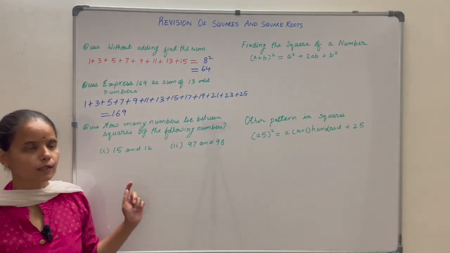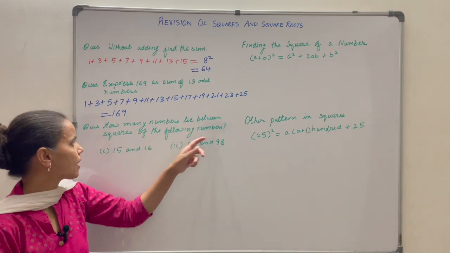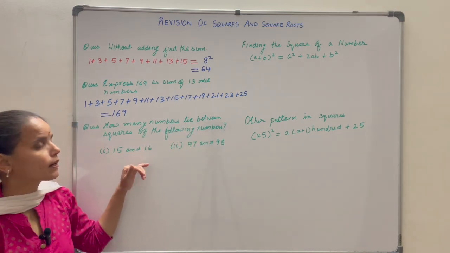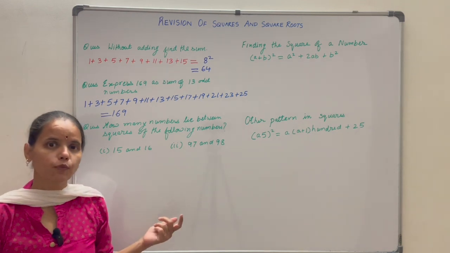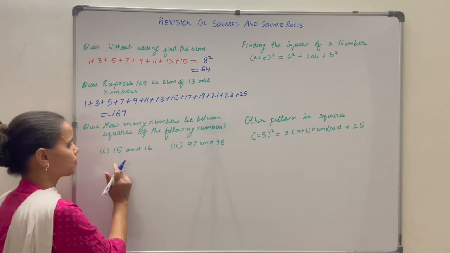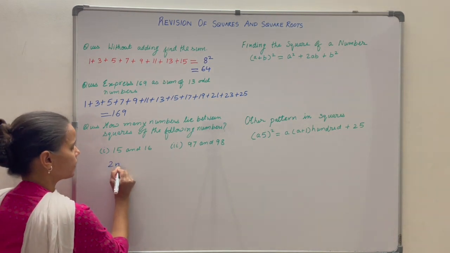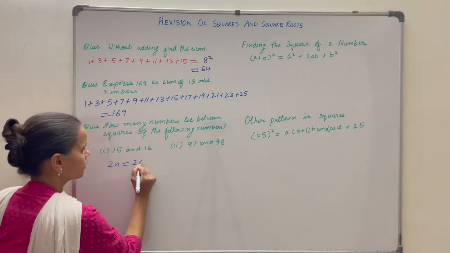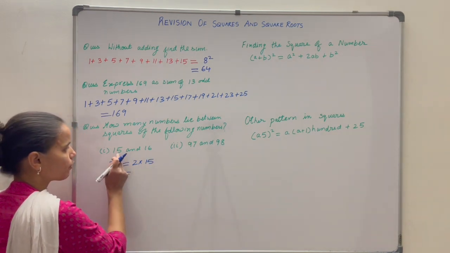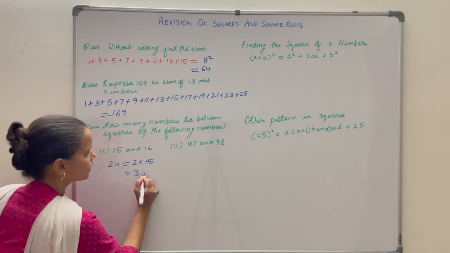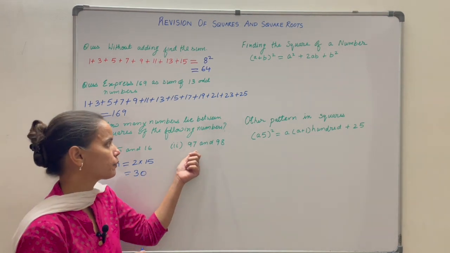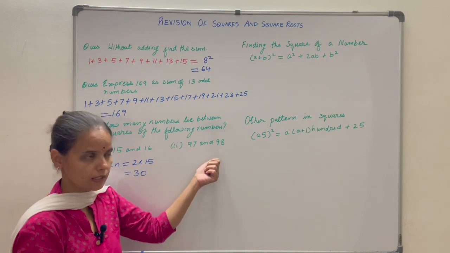Now let us take this question. How many numbers lie between squares of the following numbers? That means 15 square and 16 square. So what is that formula we have learned? 2n, where n is the smaller of the two numbers. So here 2n, n is 15. So how many numbers are there between perfect squares of 15 and 16? 30.